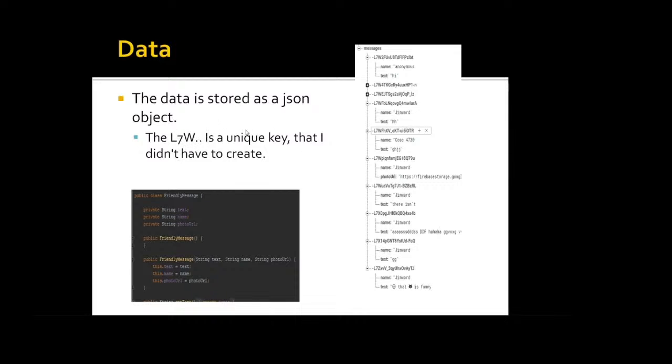But before that, you see this key, L7W. This is a unique key that we didn't have to create. This particular key over here is generated automatically, and it will store its own value like that. It will just store many values. We don't have to worry about these keys at all.